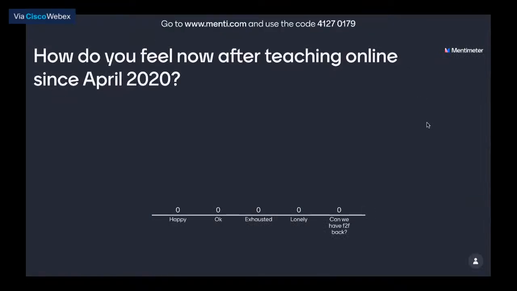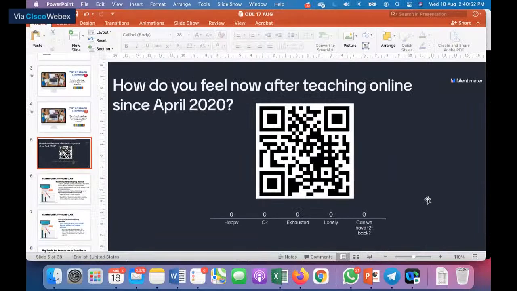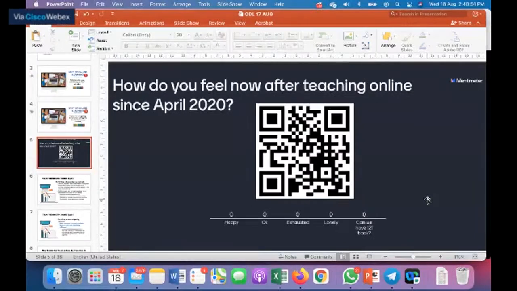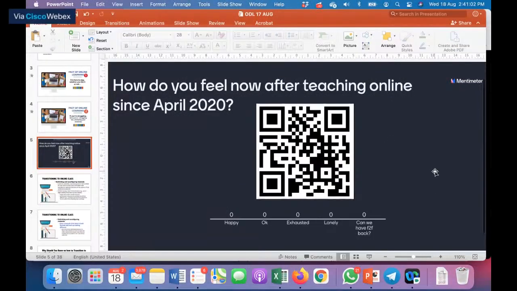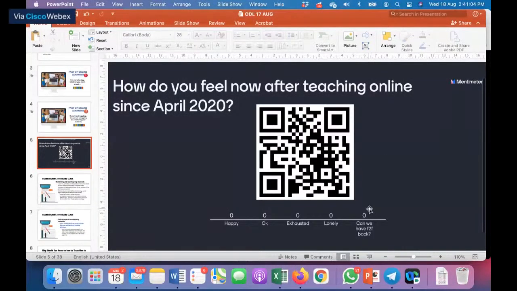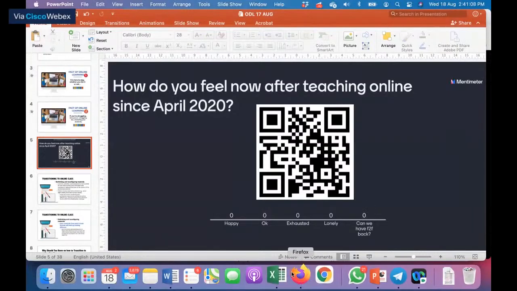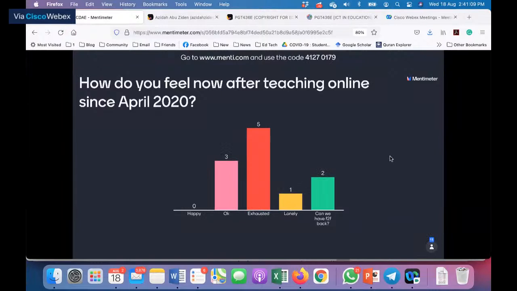Okay, so go to menti.com. Boleh tolong share balik tak dia punya QR code? Tak sempat nak scan tadi. Alright. Okay, semua dah dapat. Everybody has been able to scan the QR code. Then I'll share the website. Okay, I can see people coming.